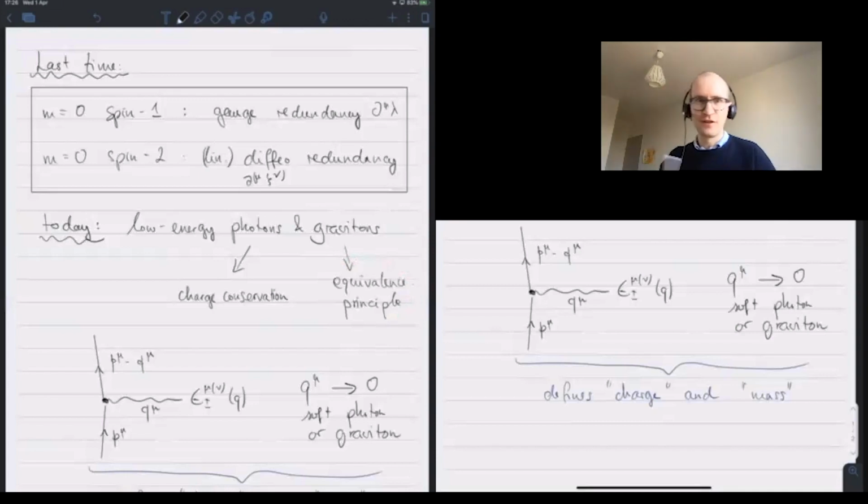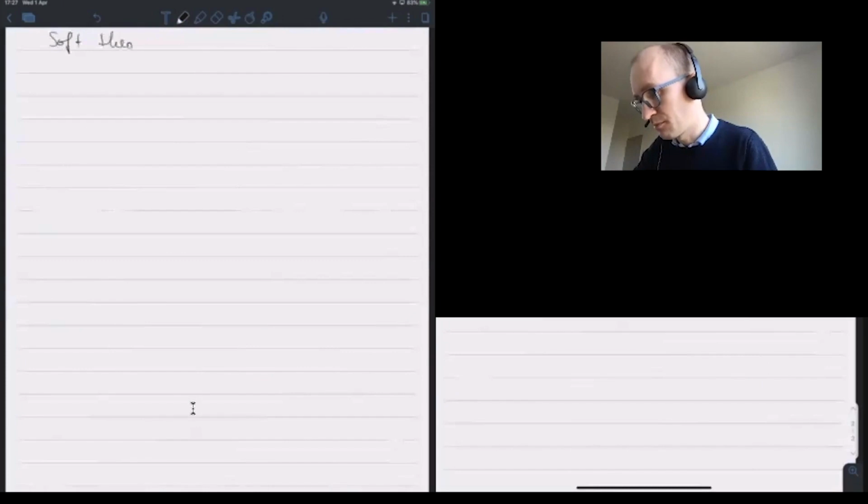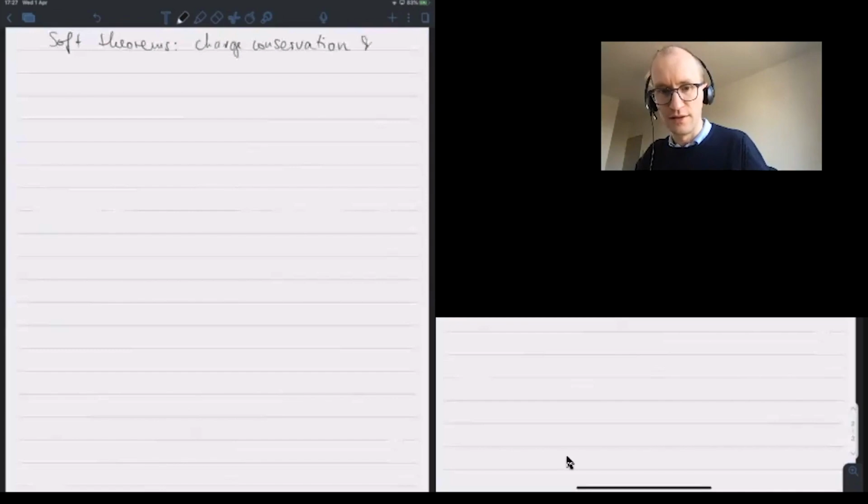But first, I'd like to start by going through the photon case. So we're going to be talking about soft theorems, and in particular, as I already said, charge conservation and the equivalence principle.